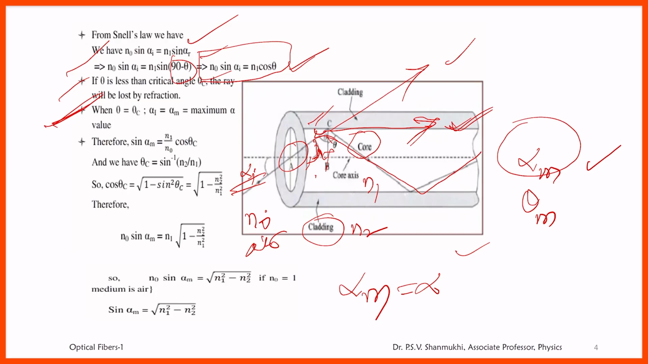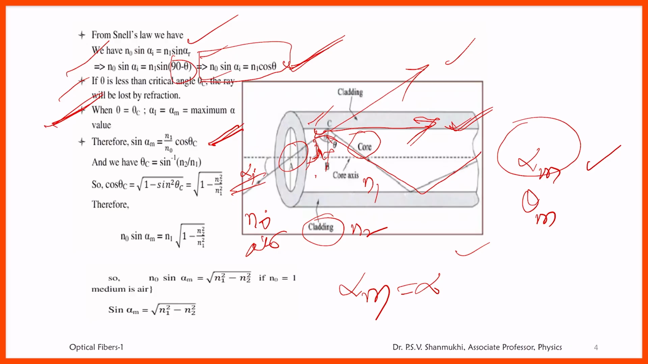I am just introducing it like that. It is the acceptance angle. If alpha is more than alpha m, what happens? Then theta will be less than theta c, and the light escapes from the cable. Understood? Now substitute the same in the above equation. We get N0 sin alpha I, where alpha I is nothing but alpha m, equal to N1 cos theta c. Therefore, sin alpha m is equal to N1 by N0 cos theta c.